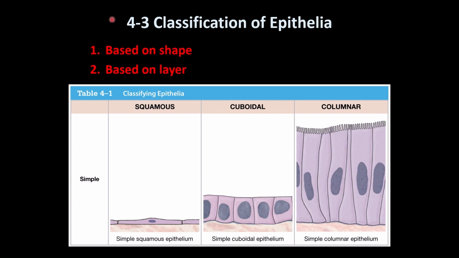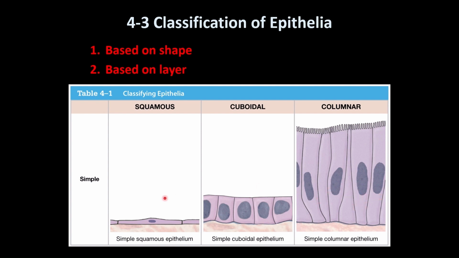So another topic is the classification of epithelia. Epithelia are divided based on the shape or based on the layer, but usually when you name them, you combine both of them together. So here, based on the layer, you can say it's one layer. If there's one layer, then this is called simple. One layer is called simple. So you can see one layer of cells here, one layer of cells here.